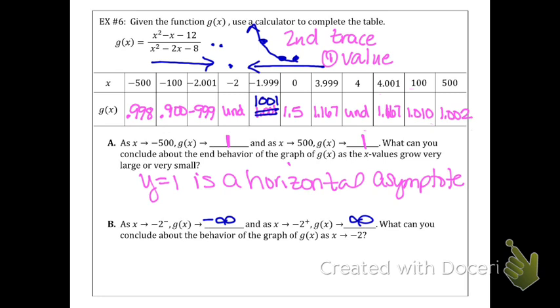It says, what can you conclude about the behavior of the graph of g of x as x approaches -2? So because one side is going down to negative infinity, the other side's going up to positive infinity, we know then that x equals -2 is going to be a vertical asymptote.